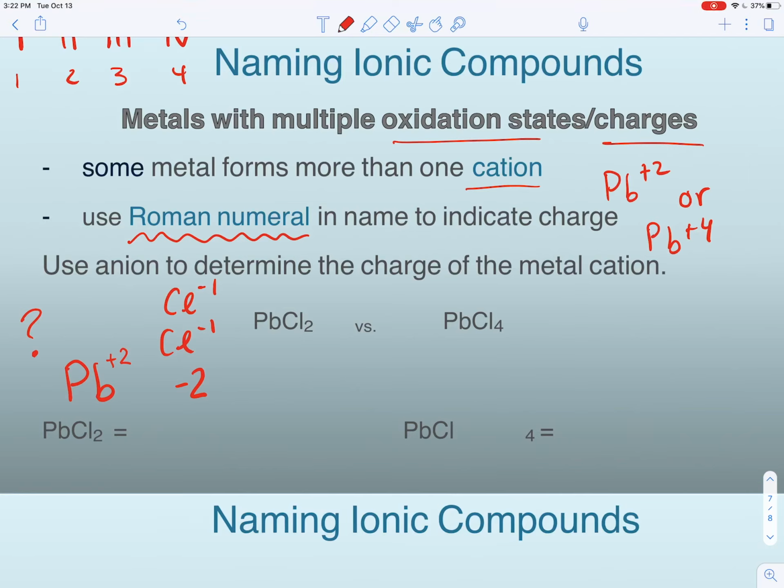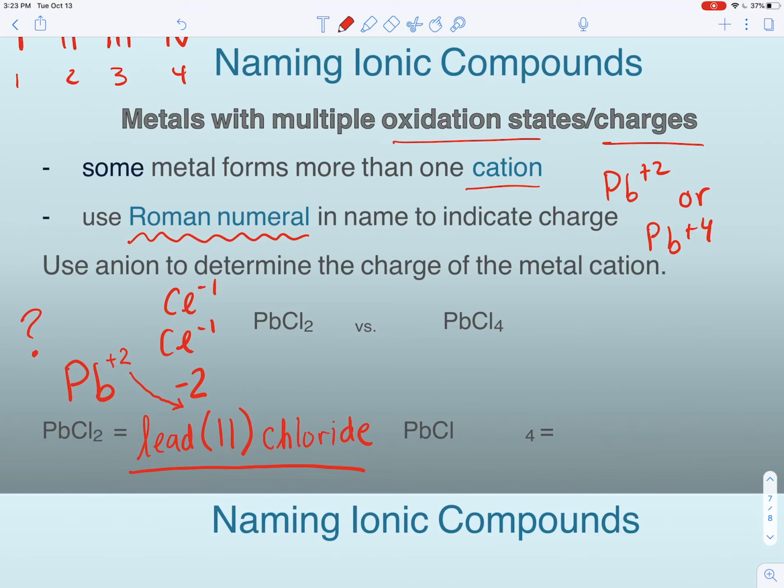So when we name it, we're going to use the Roman numeral to indicate the charge. So I'm going to write lead, and then in parentheses, I'm going to put the Roman numeral 2. Again, that 2 comes from this charge here. And then the last part of it is going to be lead chloride. Okay, and this is our final answer.